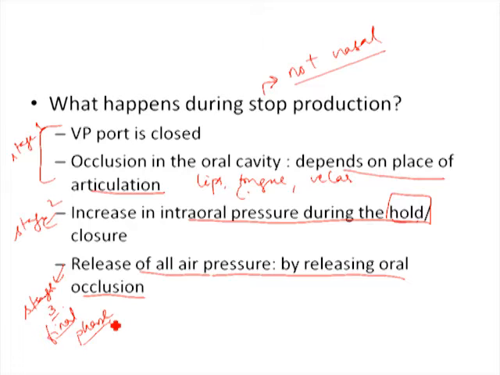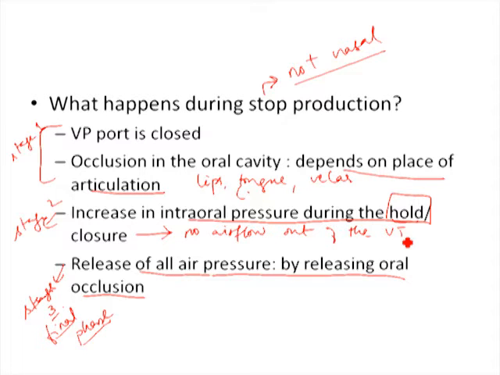So what happens during a stop production? It's not a nasal sound, okay? Your velopharyngeal port hence has to be closed. And in order to produce that sound, you have to occlude your oral cavity, and the occlusion depends on your place of articulation. So that becomes phase one. In phase two, in that hold phase where everything is occluded before you release all that intraoral pressure, there is a strong build-up or increase in intraoral pressure. And then you're releasing all of that air pressure by releasing the occlusion, okay? In this stage, with the increase in intraoral pressure, there is no airflow out of the vocal tract, okay?